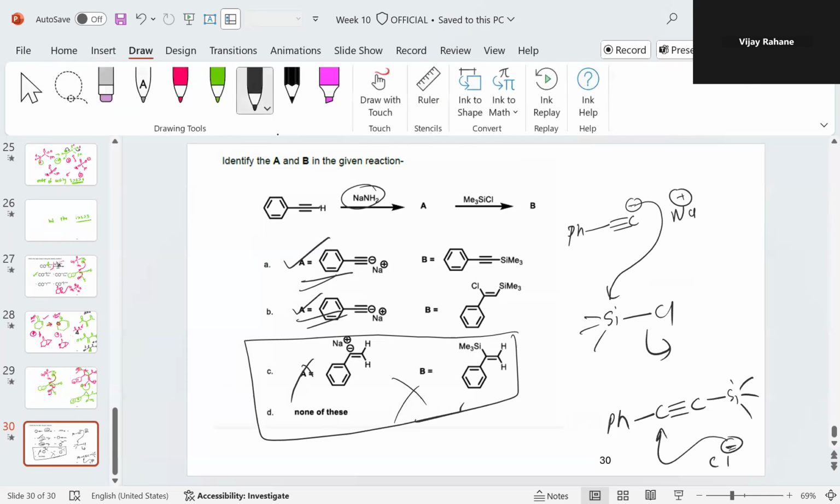So if the Cl negative attacks on this carbon, what might be the possibility? It can go here, but there is no good leaving group; these are all CH3 groups. Therefore the reaction doesn't proceed further. There is no further possibility of attack at the triple bond position of the acetylene. Exactly. So option A is the correct option here.